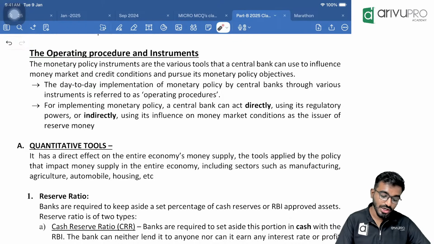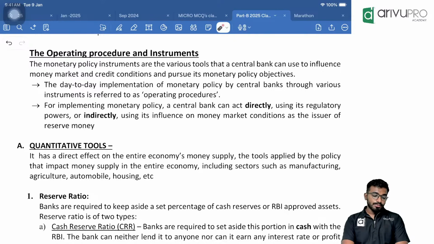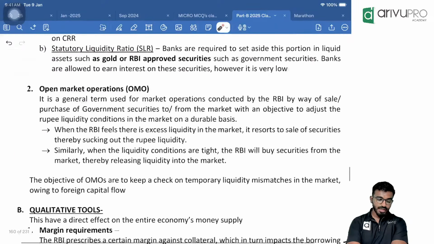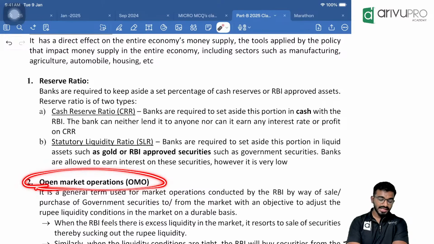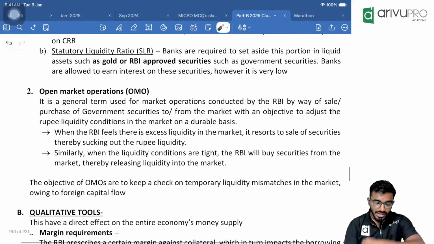Okay, let's continue. Operating procedures and instruments. So this is related to the RBI concept. See, in the RBI concept there are two things: one, quantitative measures, and second, qualitative measures. Under quantitative, we have reserve ratio and open market. I already explained open market operation. That is buying and selling of government securities.